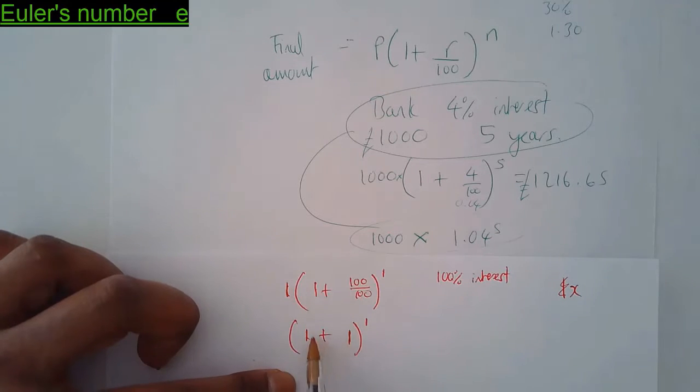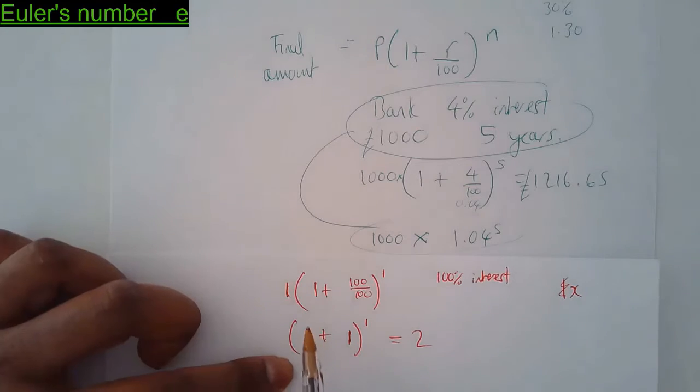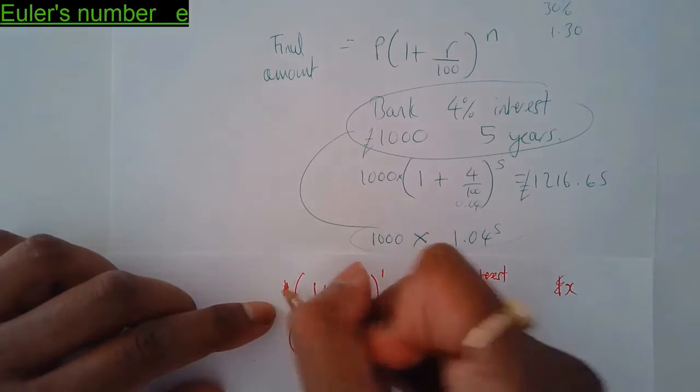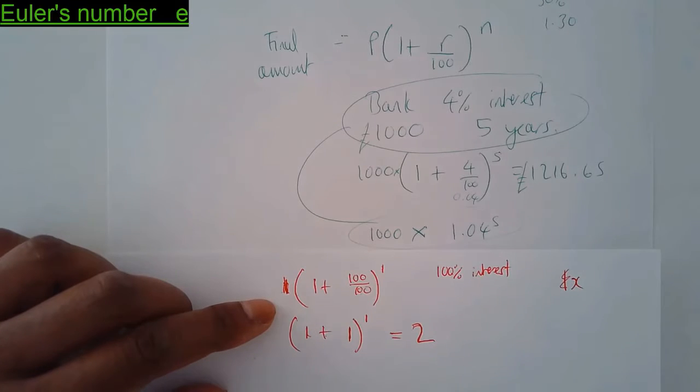So what will that be? 1 add 1 is 2. 2 to the power of 1 is 2. So you started off with £1 and you ended up with £2. So getting 100% interest is the same as doubling your money.